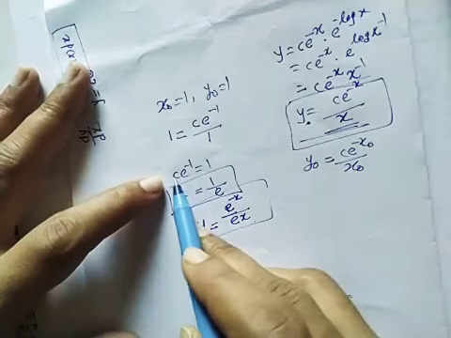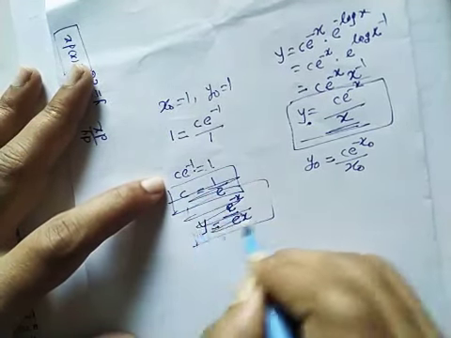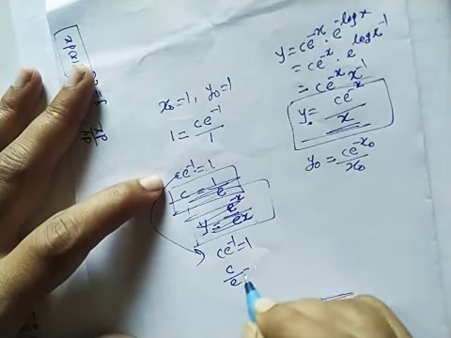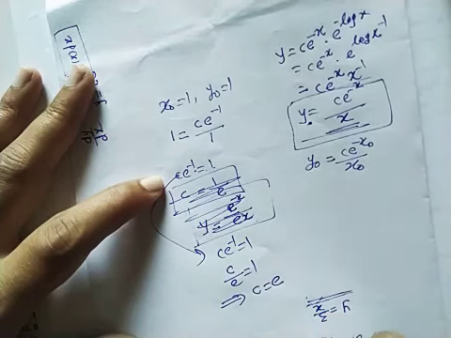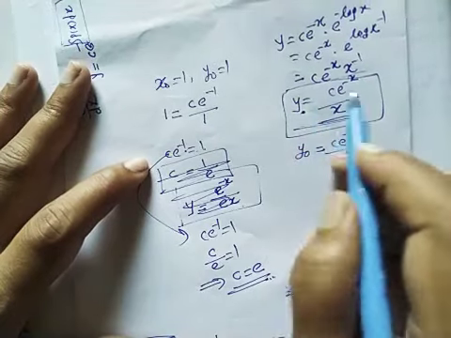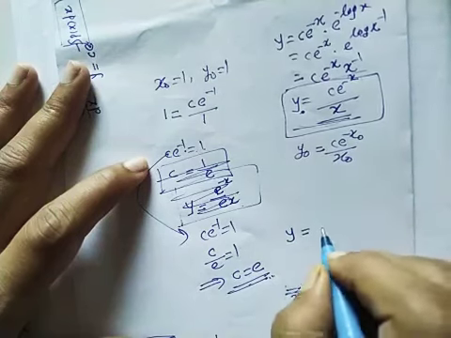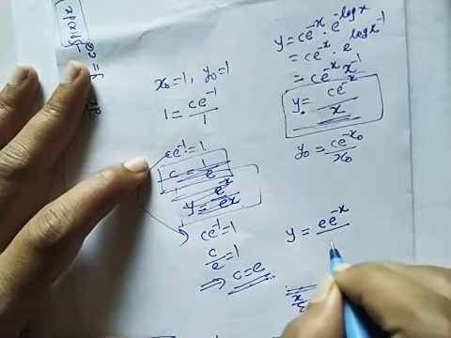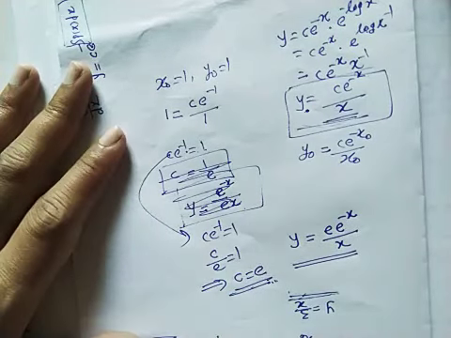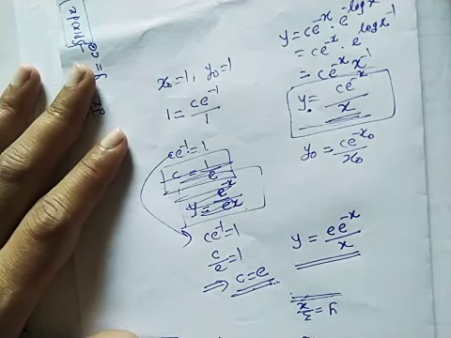Sorry, here c e raised to minus 1 is equal to 1. Means c upon e is equal to 1, means c is equal to e. So substituting the value of c in the general solution, what we get, y is equal to c, and c is e, so y is e raised to minus x upon x, that is e raised to (1 minus x) upon x. So this is the particular solution of the given differential equation. Okay, so let's stop here. In the next lecture we will solve some more examples.